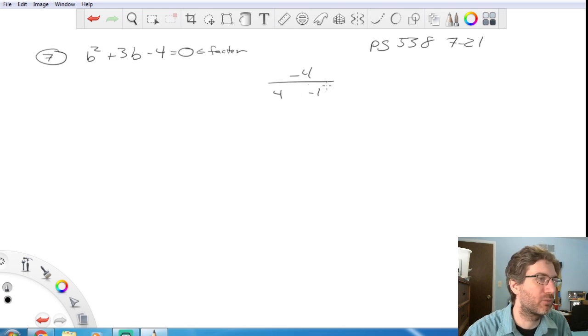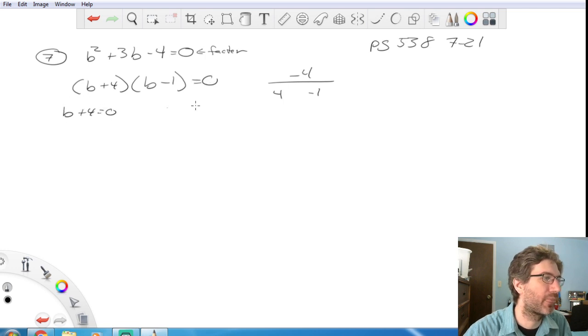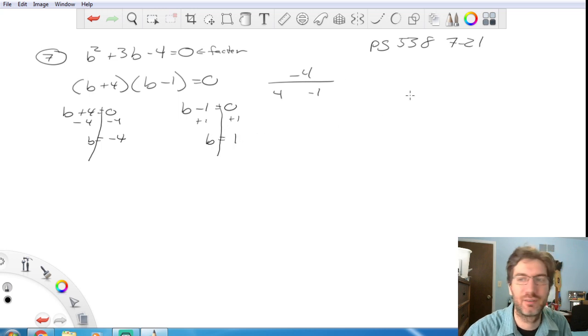So 4 plus negative 1. And again, with no a value, it's just going to be the opposite of these two numbers. Those are going to be your answers. But we'll go through it the whole way. So you're going to get b plus 4, and you're going to get b minus 1. And they equal 0. Set them both to 0 and solve. Minus 4, b equals minus 4. Over here, plus 1, b equals 1.